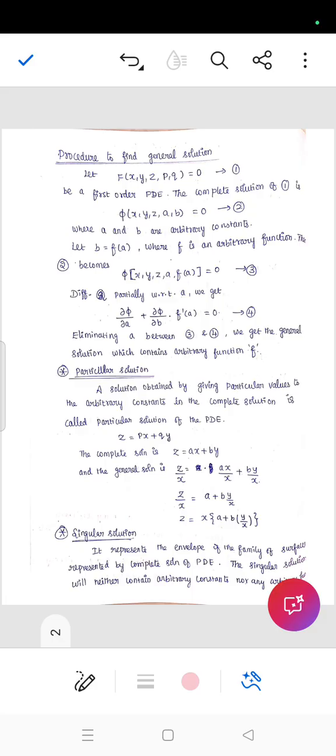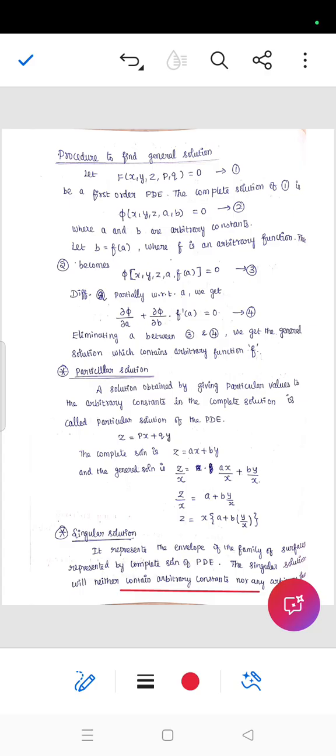Then the singular solution, which is given in the last part of the page here. The singular solution contains neither arbitrary constants nor arbitrary functions. There are no arbitrary functions and no arbitrary constants, then it is called a singular solution. So these are all the different types of solution. The first one is the complete solution, the second one is the general solution, the third one is the singular solution.